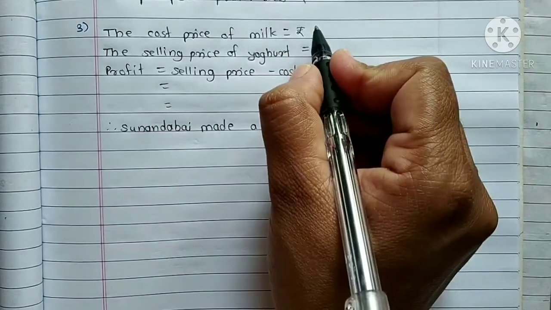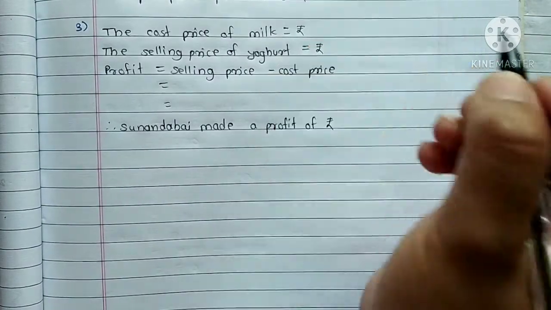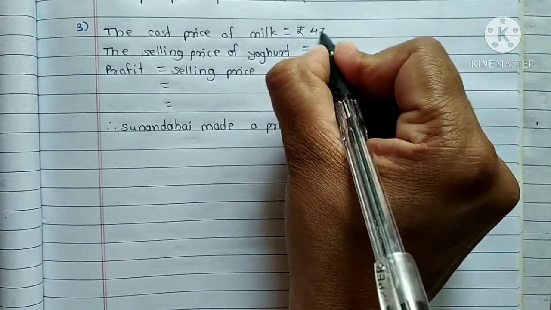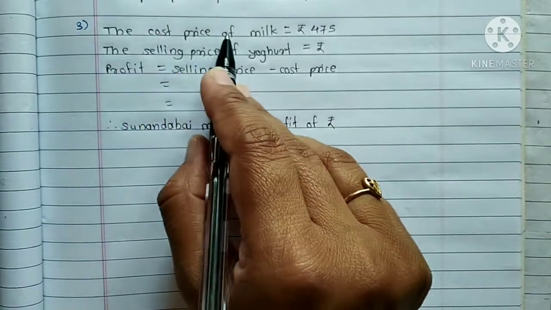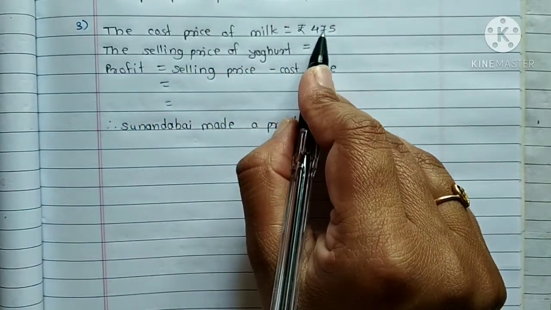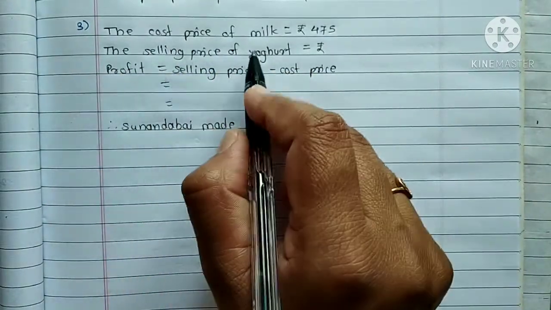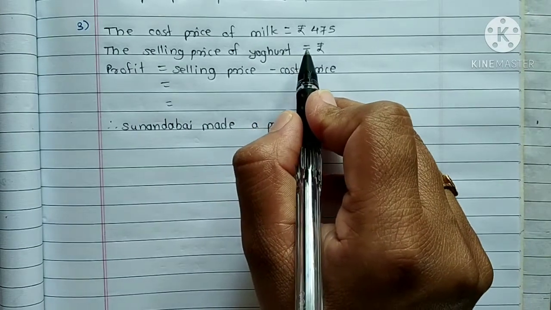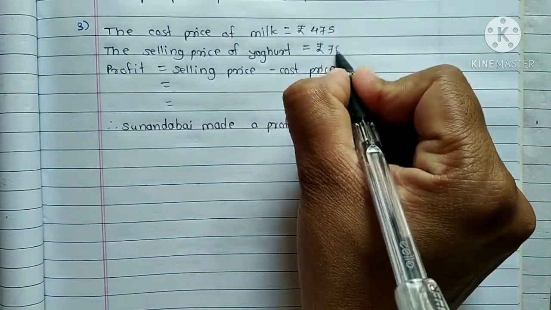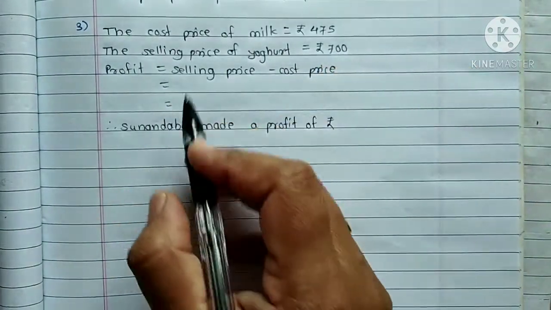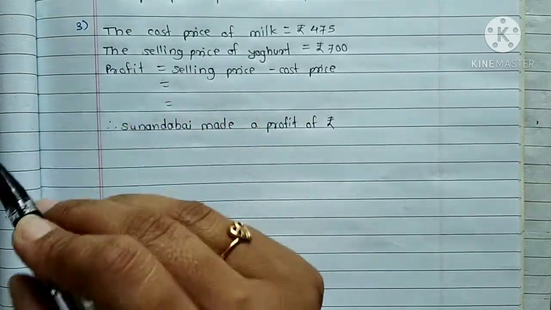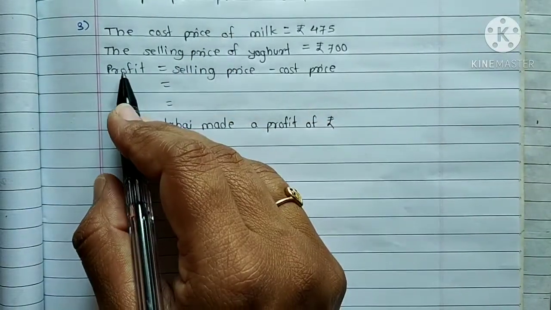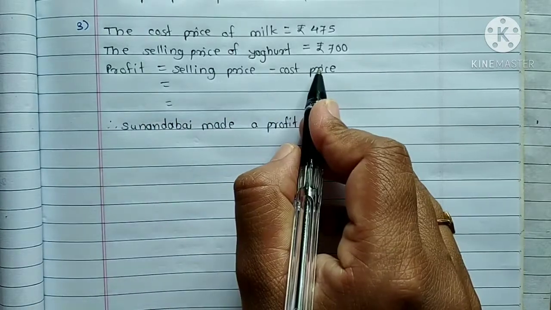Here the cost price of milk is rupees 475, and the selling price of yogurt is rupees 700. Here selling price is more than cost price. Therefore there is a profit, and profit is calculated by using this formula.